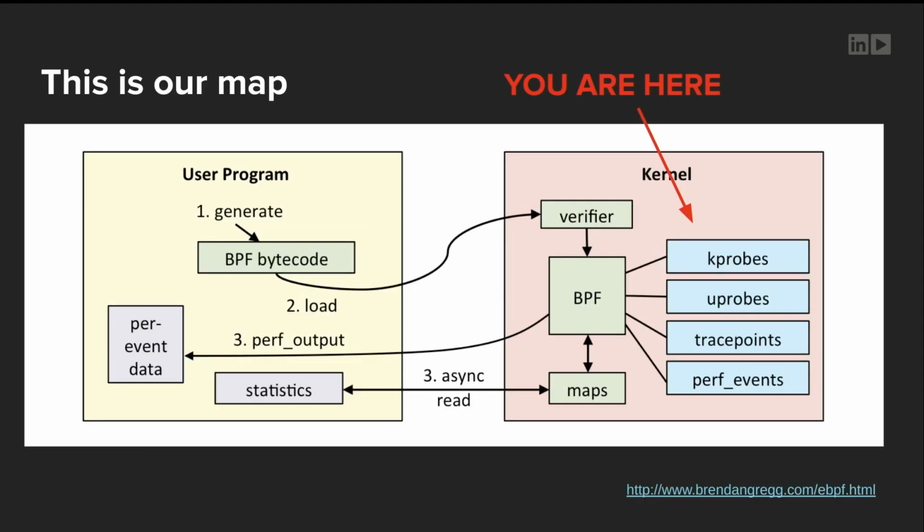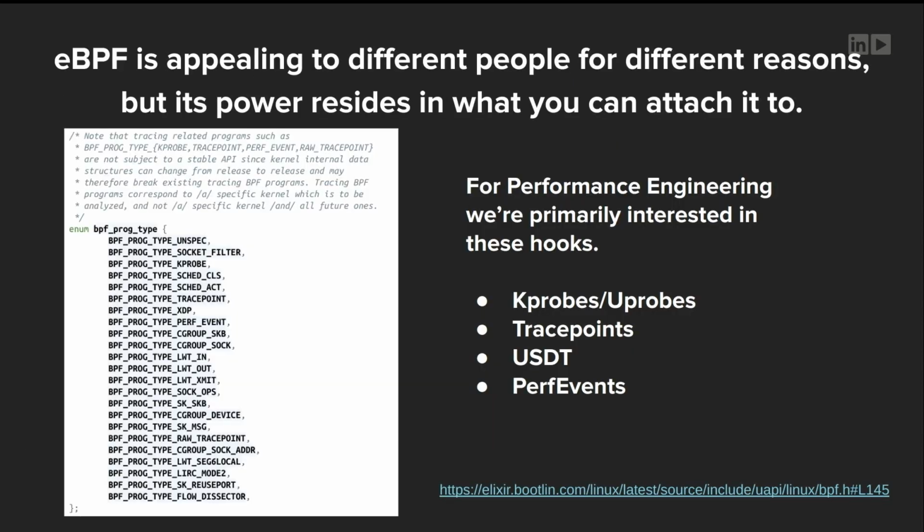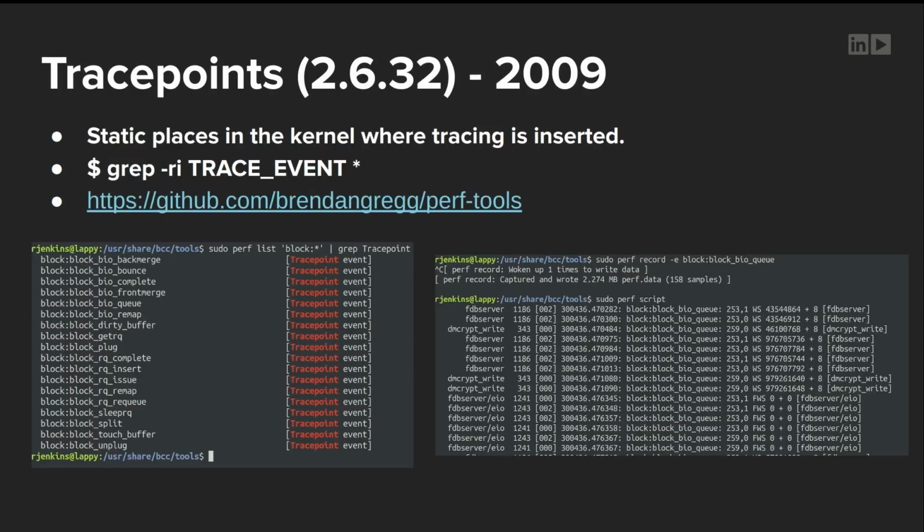So that's an overview of what eBPF is, but really the power of this thing is the data sources that you can attach to. So let's take a moment to talk about the data sources. For different people, it's interesting for different reasons. Like I said, it's being applied to all sorts of things inside the Linux kernel. But for performance engineering, the stuff I've been focusing on, and most people do, are kprobes, tracepoints, user-defined static tracepoints, and perf events.